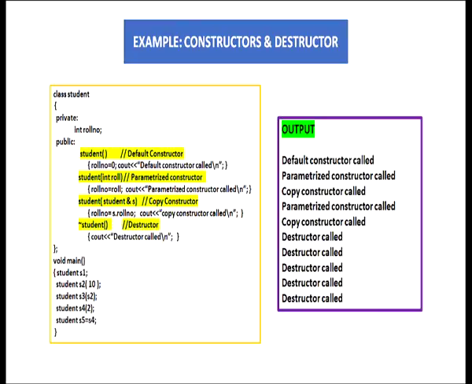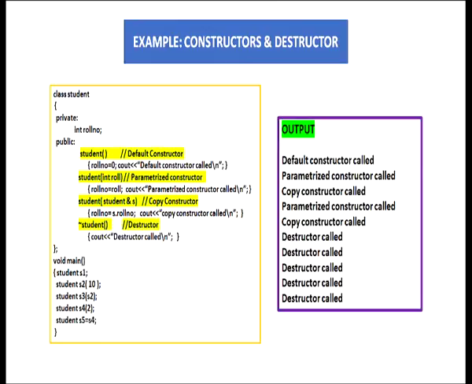Now, let us understand the working of constructor and destructor with the help of another example. Here, I am taking the example of class student with only one data member, roll number. In the public section, we are declaring all types of constructors and a destructor. So, let us see the definitions. Student, which is a default constructor, assigns value 0 to roll number and there is a cout statement: default constructor called. Now, Student again, the second, parameterized constructor, which has roll as the parameter. It is assigning the value of roll to roll number and the cout statement is: parameterized constructor called.